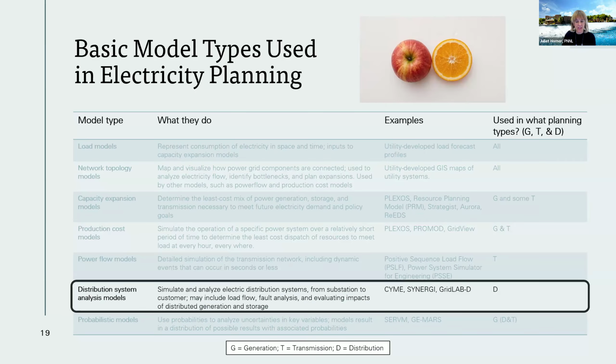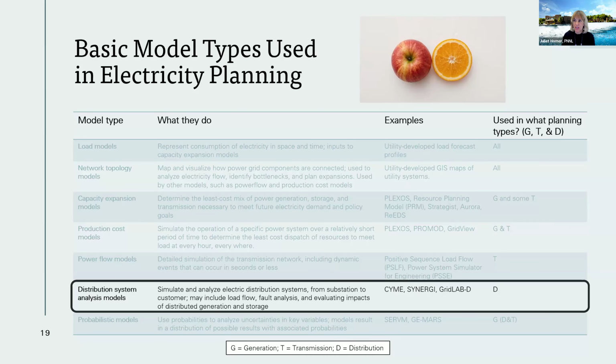Then we have distribution system analysis models. These will simulate and analyze the electric distribution system from the substation down to the customers. And they do different things to kind of identify, is the system stable? What kinds of violations or needs are there on the distribution system? And they can be used for distribution system planning.